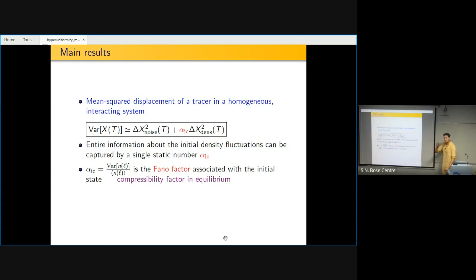Now, if your initial state is an equilibrium initial state, where you have just thrown particles uniformly, then your alpha IC coincides with the compressibility factor. In any other case, it's a Fano factor, a generalized compressibility. And we'll see that this is the result. It is this alpha IC that really controls subdiffusion.